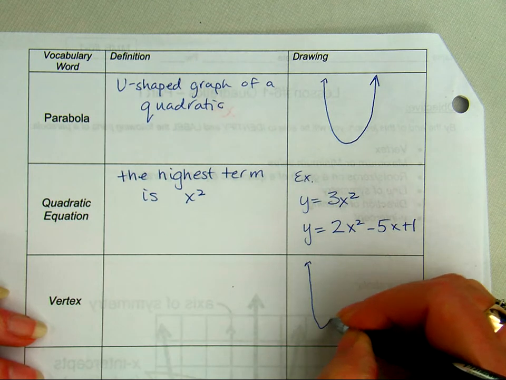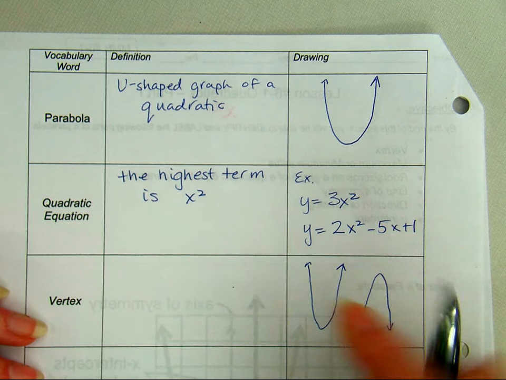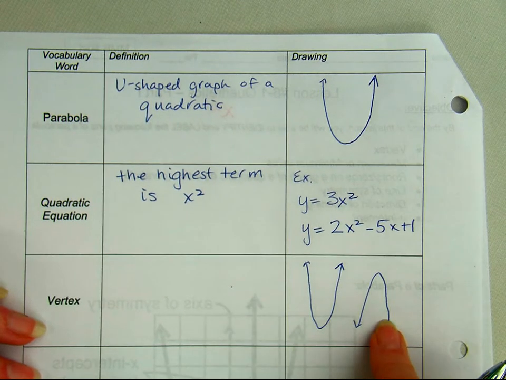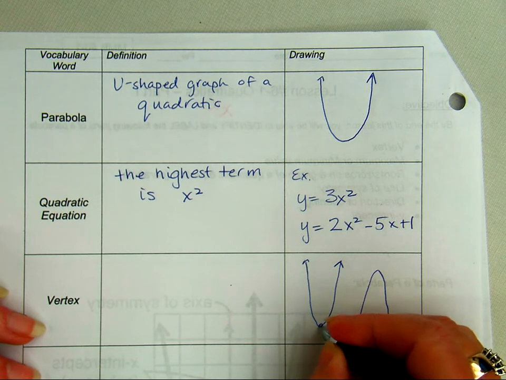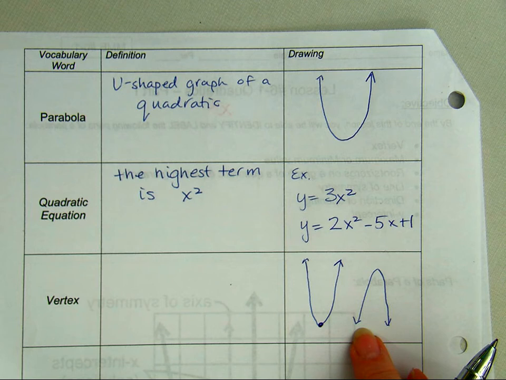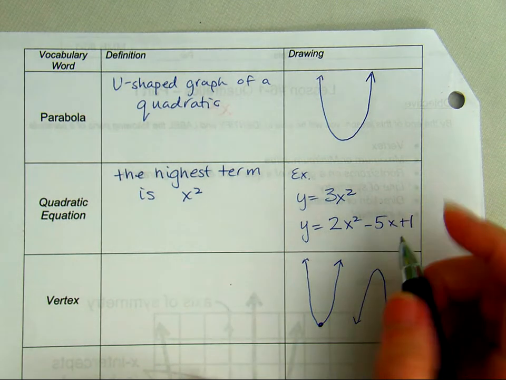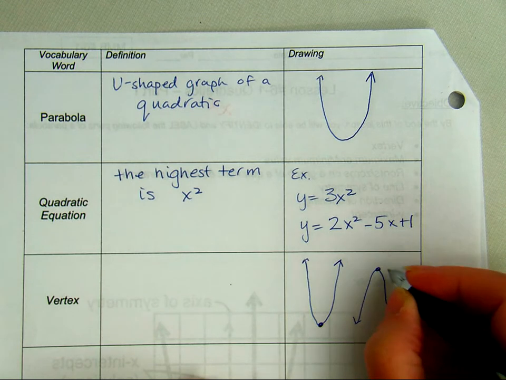So these parabolas come in two varieties. There's ones that open up and ones that open down. For the ones that open up, the point at the very bottom is the vertex. For the ones that open down, the vertex is the point right here at the top.